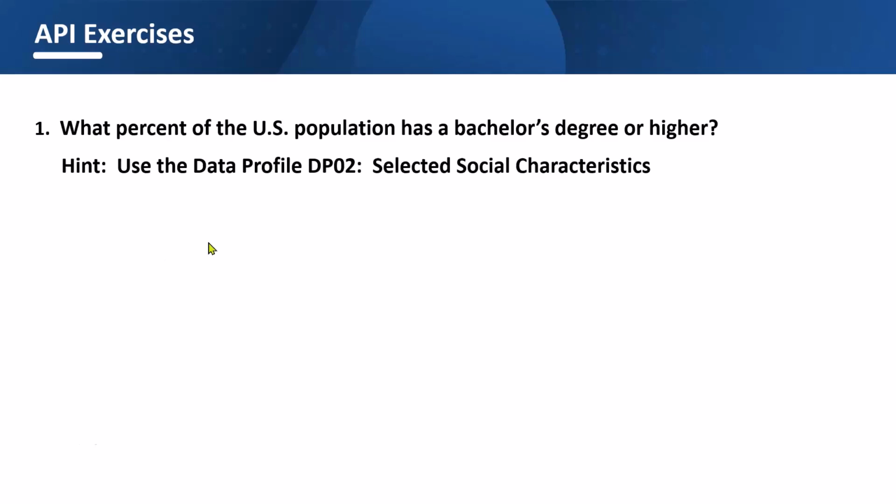So those of you who are actually doing this, I'm going to show you the answers. You're either going to come up with 35% of the United States has a bachelor's degree or higher if you use the ACS 1 year, or you're going to come up with 33.7% have a bachelor's degree or higher if you use the ACS 5 year.